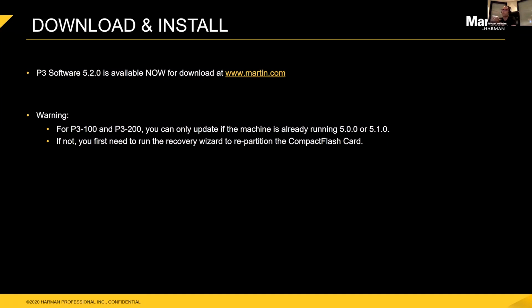One warning up front. On all the P3 controllers, the update is just with a USB stick. On the older machines, the P3 100 and the P3 200, if they are running a software which is older than 5.0, you need to take the compact flash card out and run the recovery wizard, as it will repartition that card. So only for the 100 and the 200, check if you're upgrading from older than 5.0; you need to follow the special procedure, as also explained in the release notes.